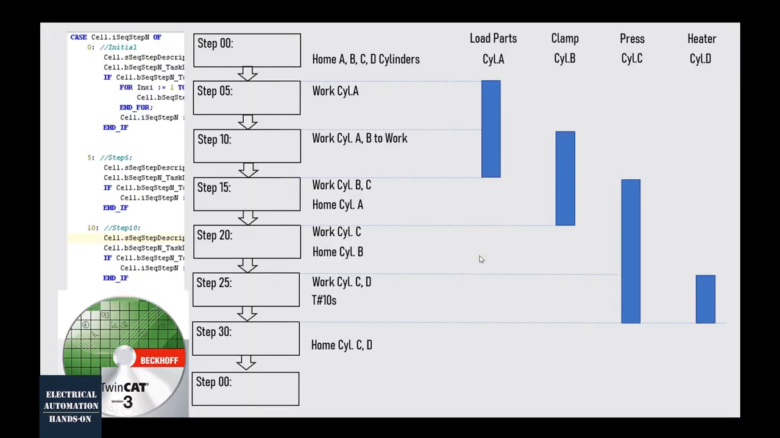Let's do a quick wrap up. In this video, I used the TwinCAT3 software, and used the case instruction to implement the sequence control. And I used this housing assembling case as our actual case. I demonstrated how we can use the sequence control to control the cylinders A, B, C, D, these four cylinders.